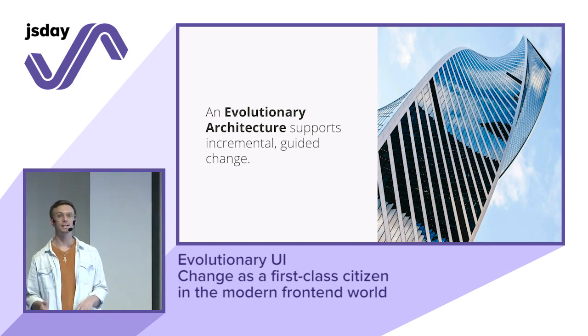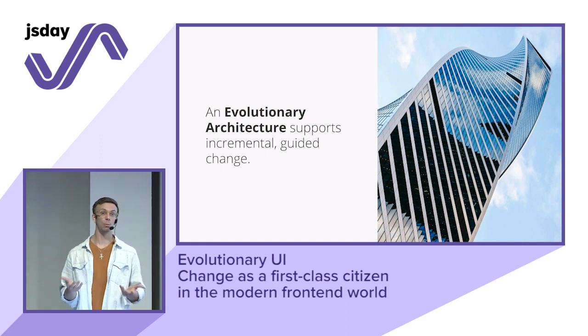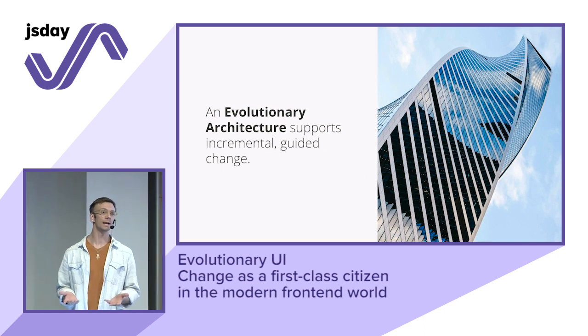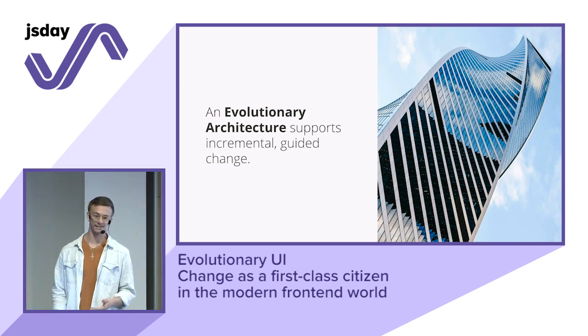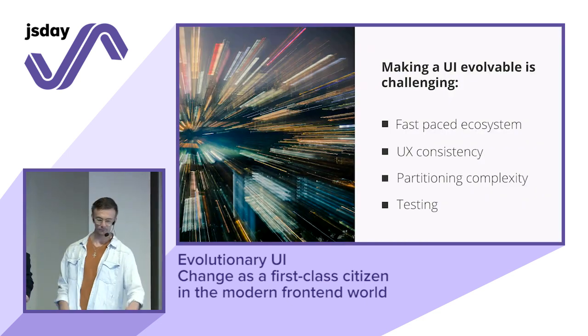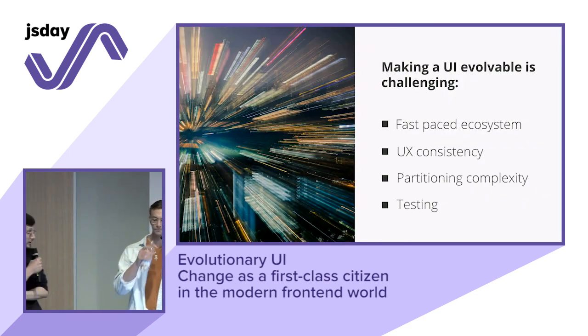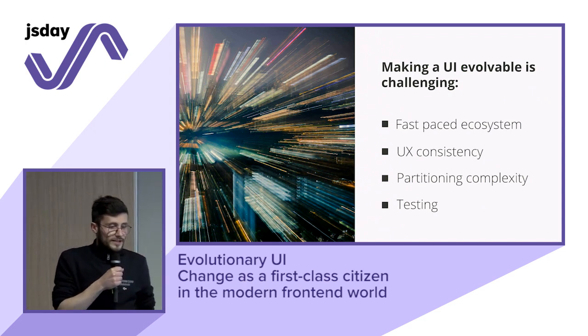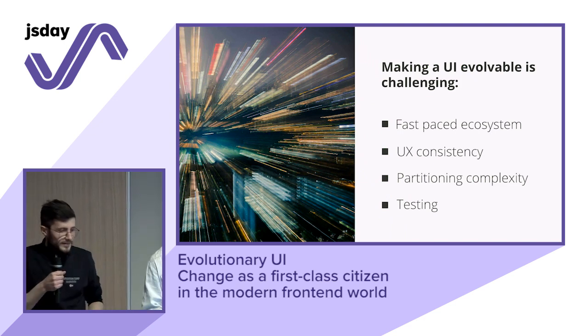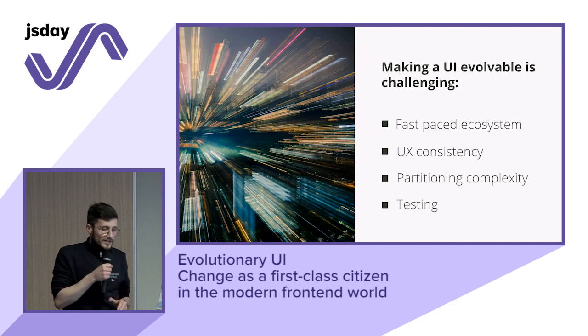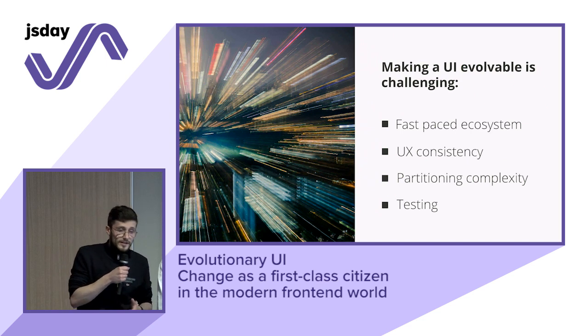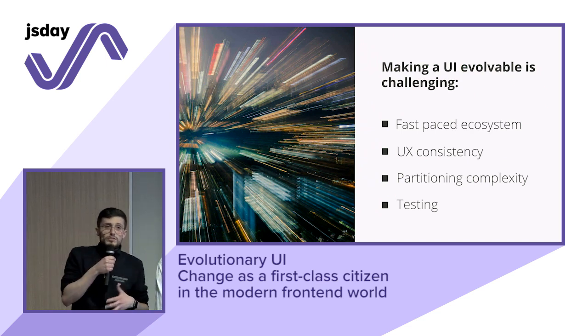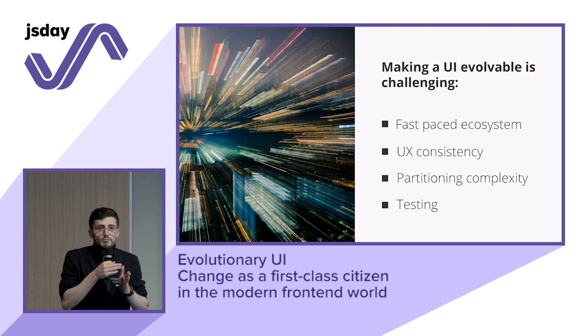Just think of the example that we heard in the keynote this morning, the war between ASM.js and native client, where ASM.js eventually won just because it was apparently built in a more evolvable way and ultimately was able to turn into WASM. We've also seen that making a UI evolvable is challenging: the fast-paced JavaScript ecosystem, keeping UX consistent when we do development at scale, partitioning complexity in an environment with unpredictable resources, and testing in a flexible way. These are just some of the challenges you are likely to face when you want to build a UI to support constant change.